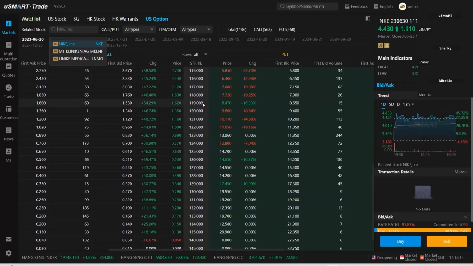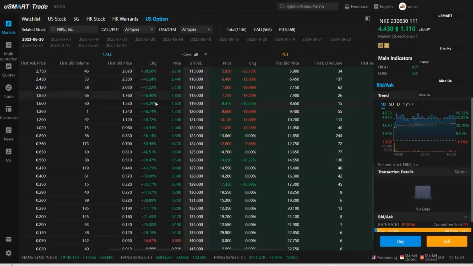You have to just log into your uSMART trade account. Once you come here, just click US option and type Nike over here. Got it? Once you type Nike, you should not look at any strike price. You should not look at this section or this trade. Only the premiums. You have to look only at this price column.